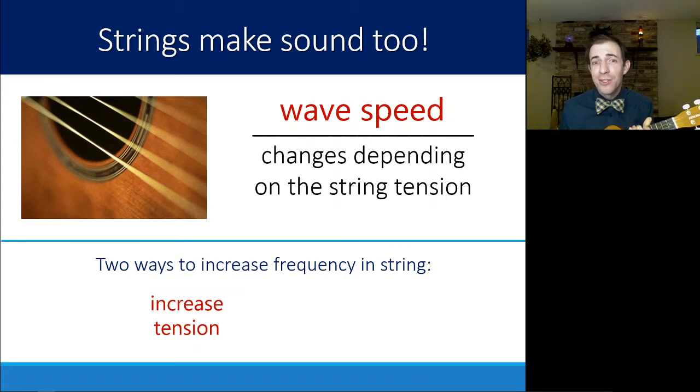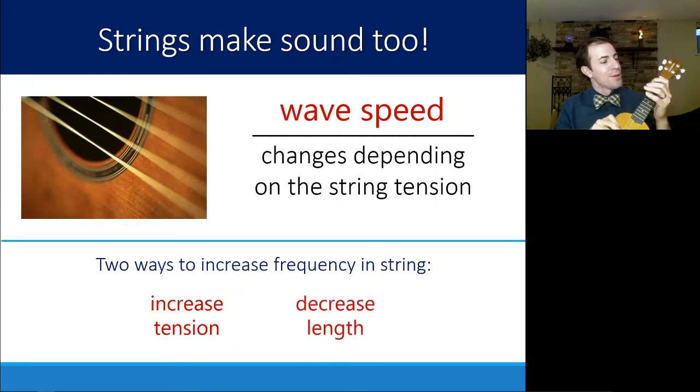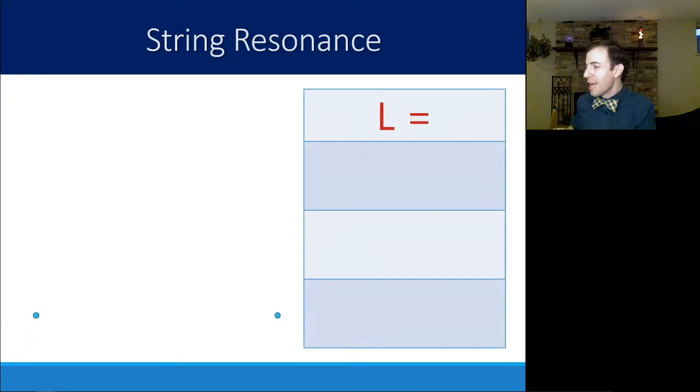The other way that I can change the frequency of the string is by changing its length. So I can decrease or increase the length by pressing my finger on the different frets. And this is primarily how a guitar or ukulele is played, making different chords by changing the length of the string and then ultimately changing their frequencies or the pitch that they're producing. So let's look at what the standing wave diagrams are going to look like for these types of instruments.